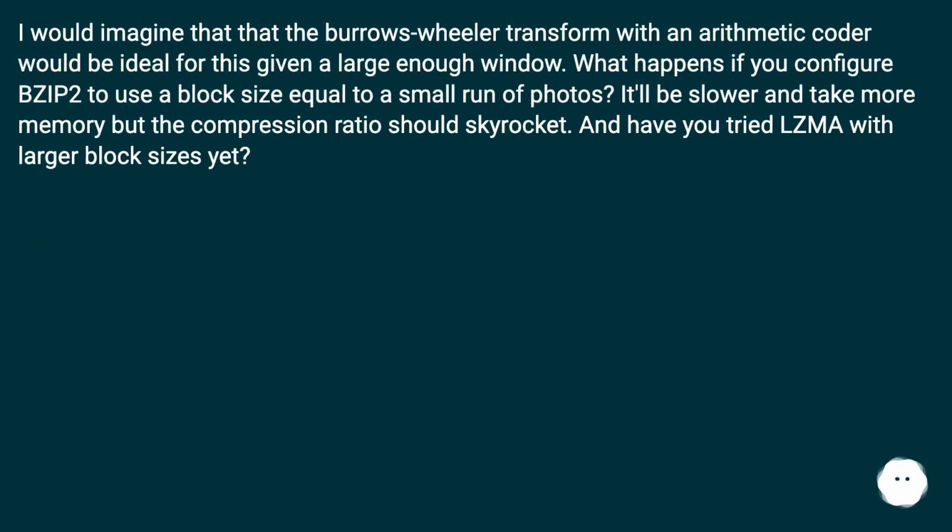I would imagine that the Burrows-Wheeler transform with an arithmetic coder would be ideal for this given a large enough window. What happens if you configure bzip2 to use a block size equal to a small run of photos? It'll be slower and take more memory, but the compression ratio should skyrocket. And have you tried LZMA with larger block sizes yet?